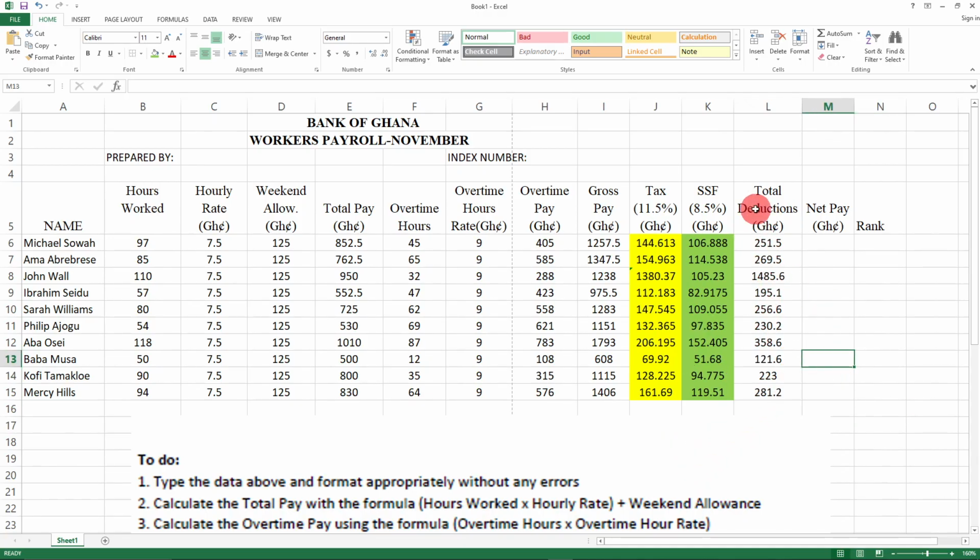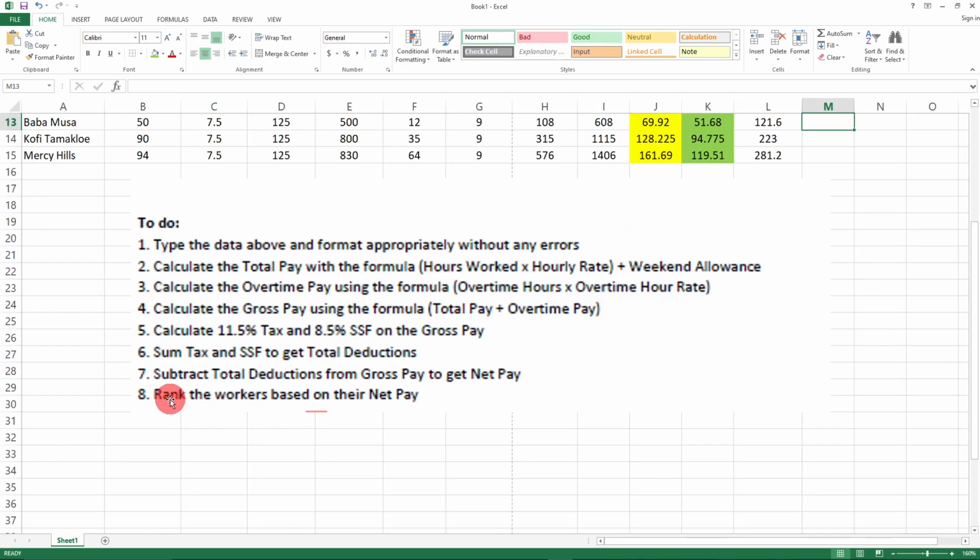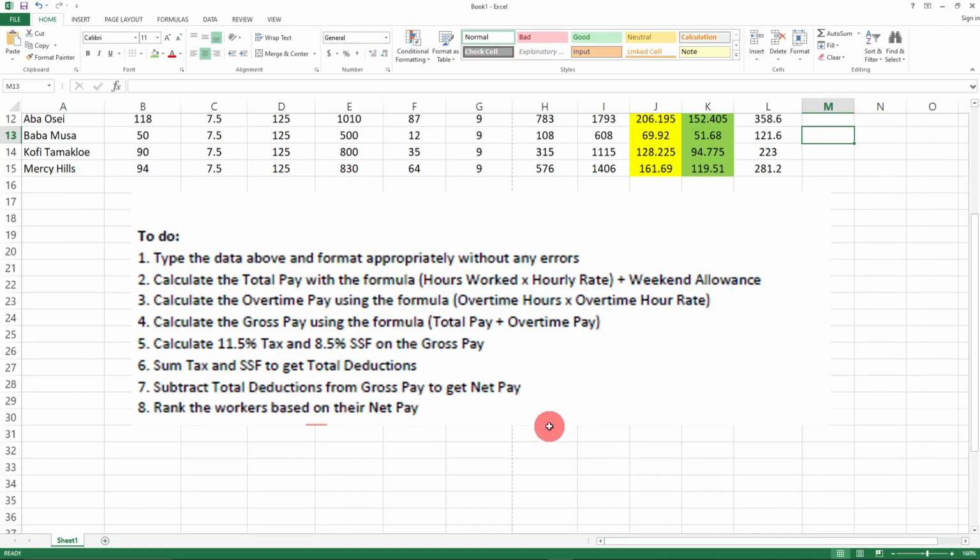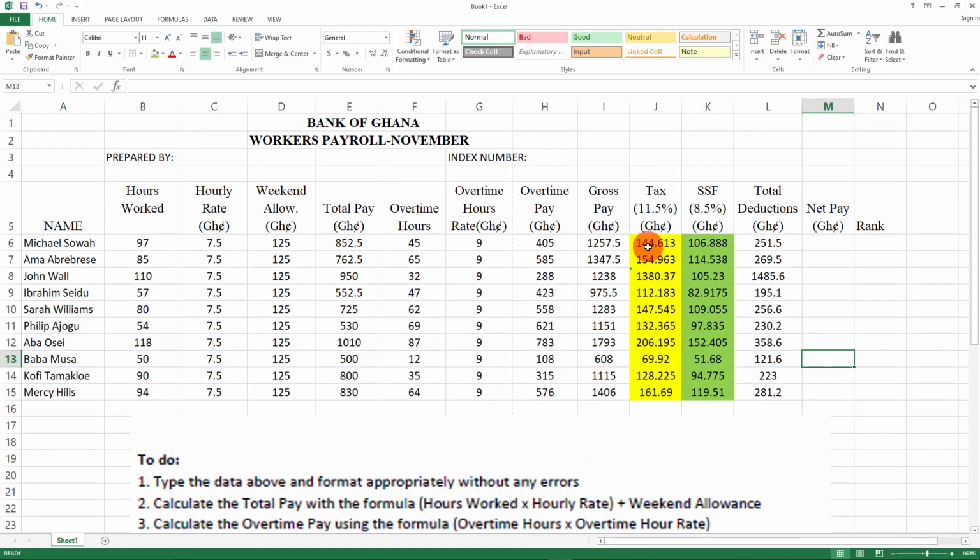All right. So we are done with the total deductions. Let's do the last but one, which is the net pay. The question says subtract total deductions from gross pay to get net pay. Subtract. Let me clear this.